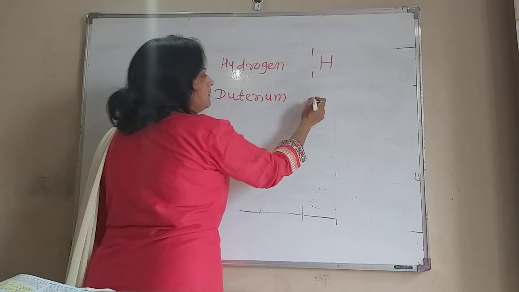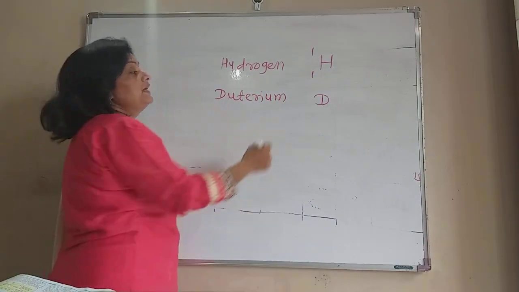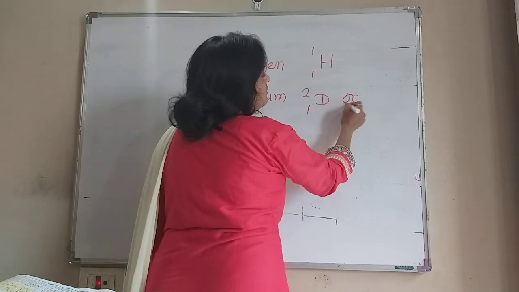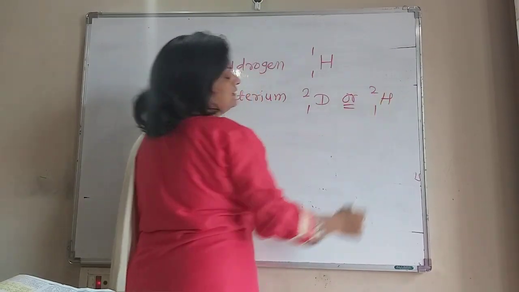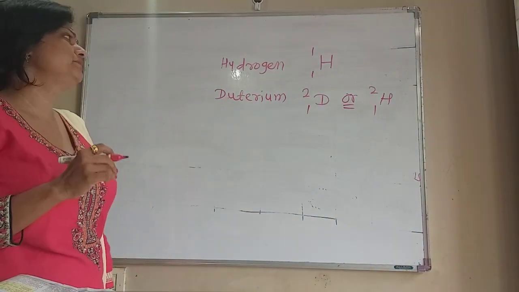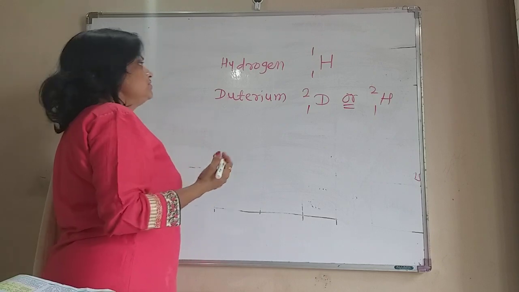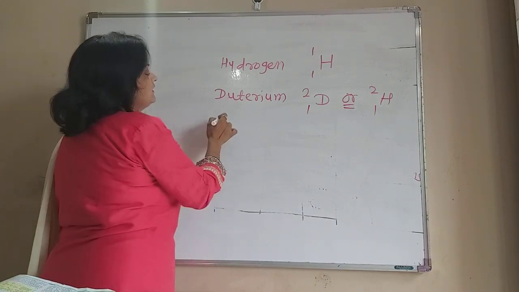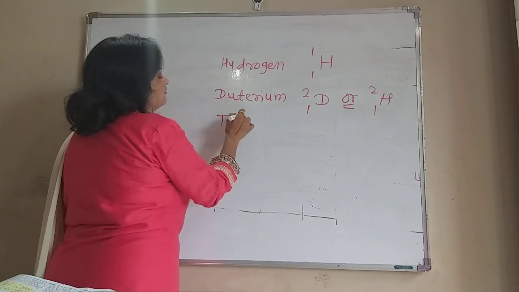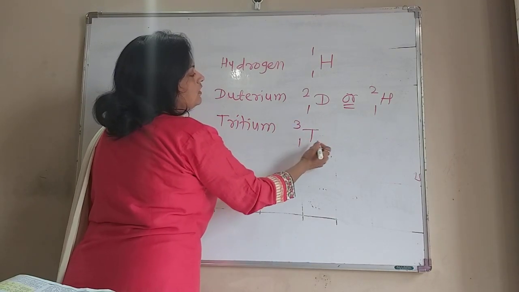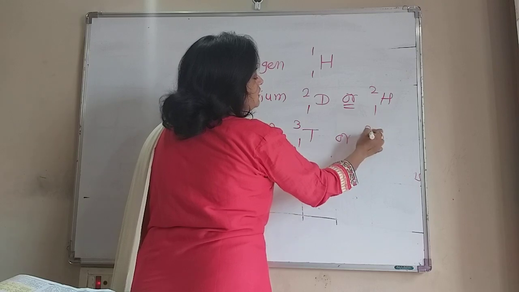Now it is denoted by D. Its mass number is 2 and atomic number is 1, or it is also denoted by H 2 1. They are hydrogen atoms, only the name is deuterium. And the third atom of hydrogen found in nature is tritium. Now this tritium is denoted by T 3 1 or H 3 1.